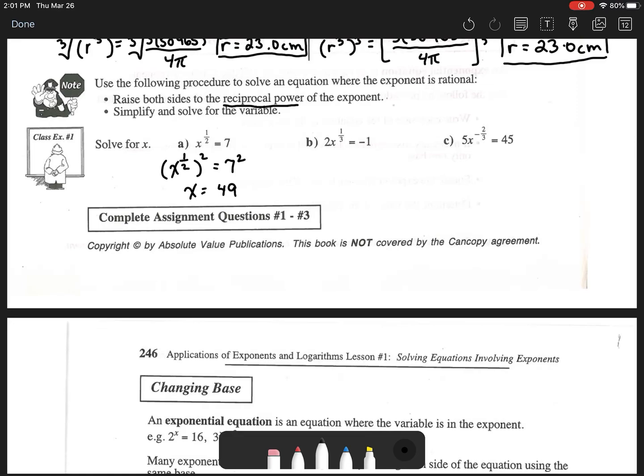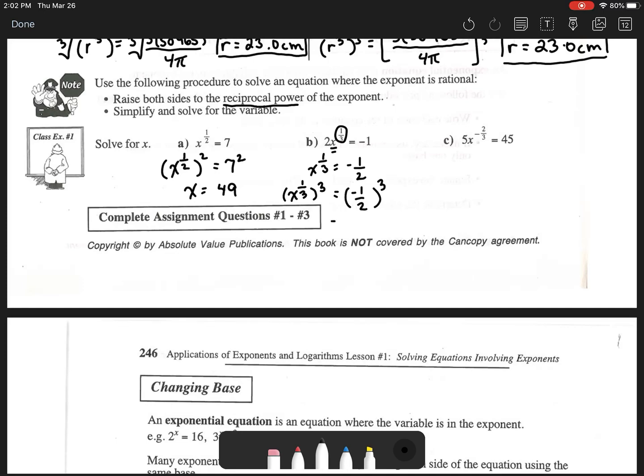In the second one, I'm going to do the same basic idea, but what you have to be careful of here is that this exponent of 1 over 3 is only belonging to that variable x. It does not belong to the 2. So the first thing I actually have to do in this question is divide both sides of the equation by 2, like so. Now I can take that x to the exponent of 1/3 and raise it to the reciprocal of 1/3, which is 3.